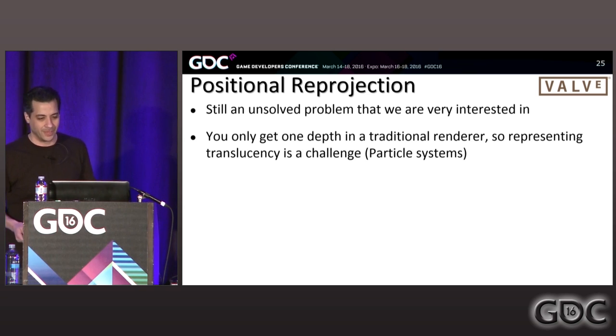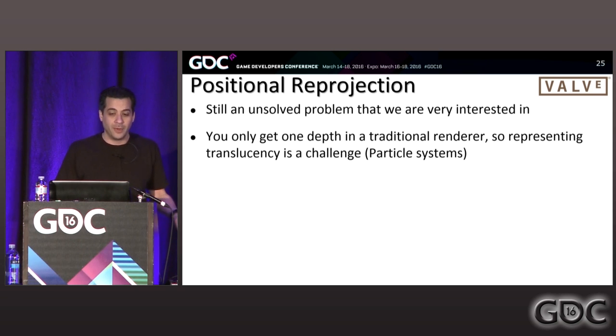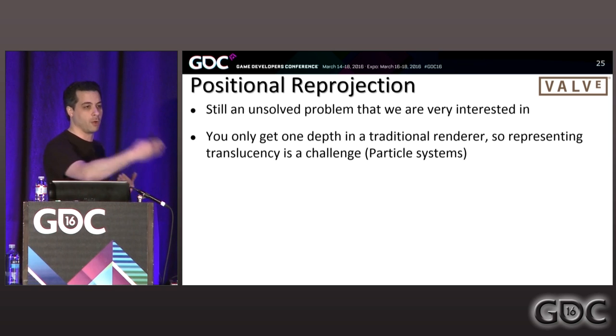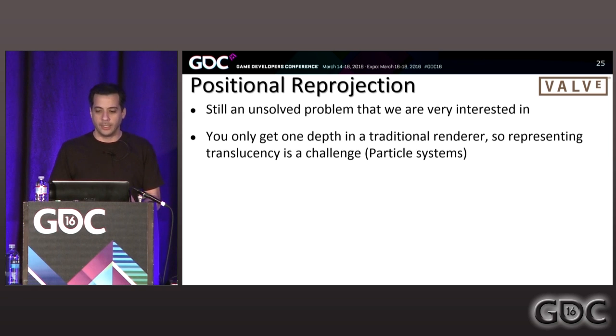But there's some issues, right? In a traditional renderer, you only get one depth value per pixel. So if you have translucency, like particle systems, good luck reprojecting that. They're going to be set at the wrong depth. So you can't just use a traditional renderer and have it just work magically. There's issues with translucency and depth there.